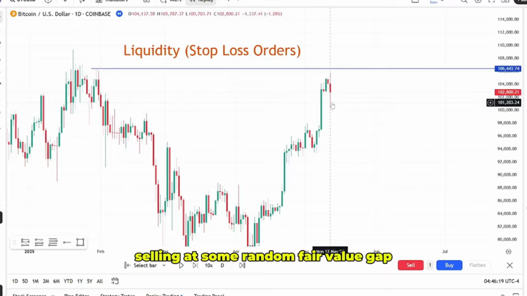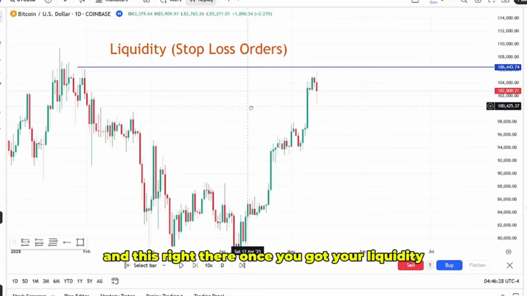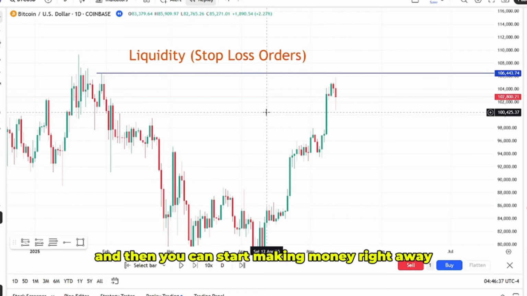There's no point identifying liquidity here and then going on the 5 minute chart and selling at some random fair value gap. There is no point in doing that. This tells us the direction of the market. We know the highest probability setups are going to be in the direction of the liquidity, right? And once you've got your liquidity, once you've got your direction, you are literally 95% of the way there. All you need now is a simple entry pattern, and then you can start making money right away.